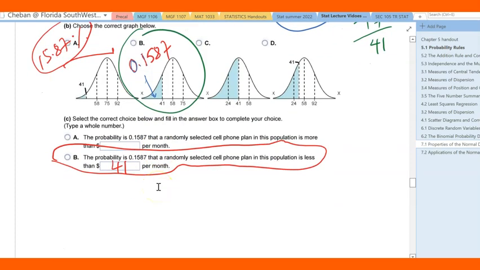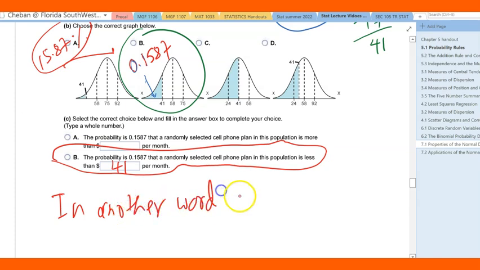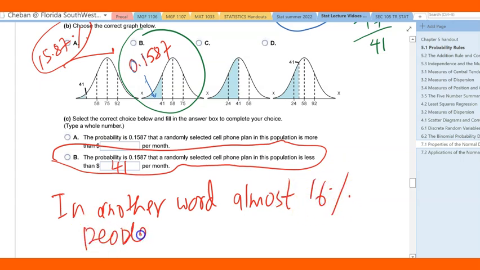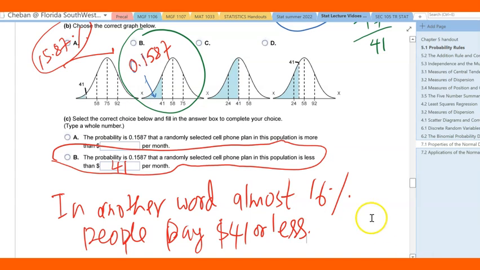Make sense? In other words, almost 16% of people pay $41 or less as a monthly bill for that cell phone plan.